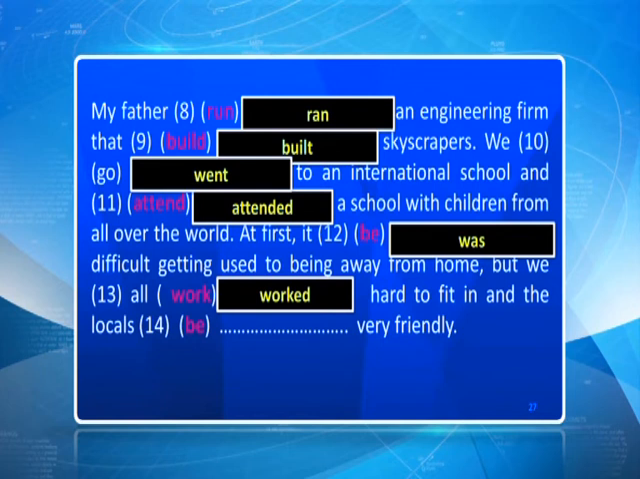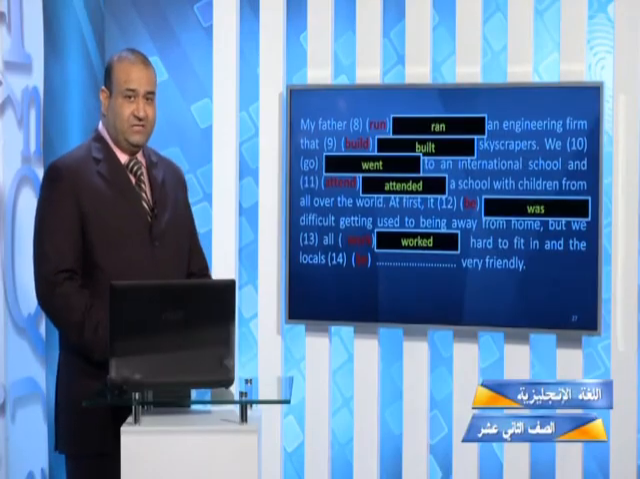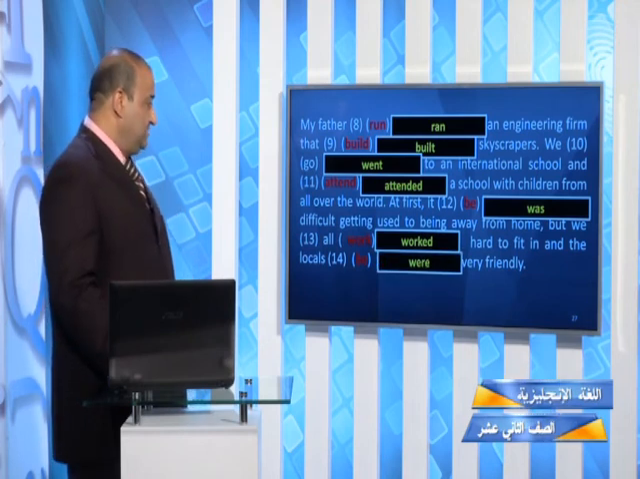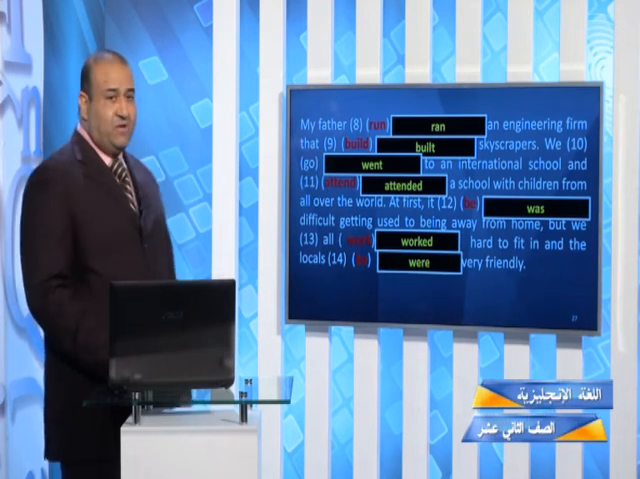At first, it was difficult getting used to being away from home, but we all worked hard to fit in and, which is extremely important here, the locals. The and here is to guarantee the parallelism of the sentence, so we have to stick to the same tense. So the verb to be must be in the past, in the plural, because we are talking about the locals.